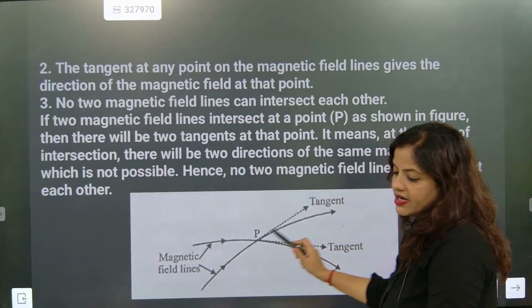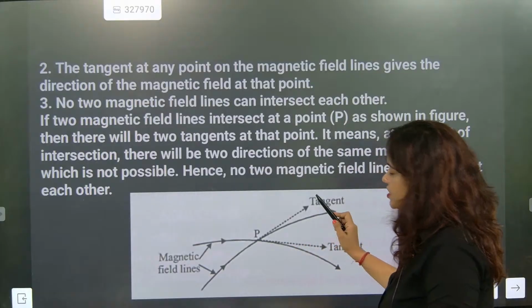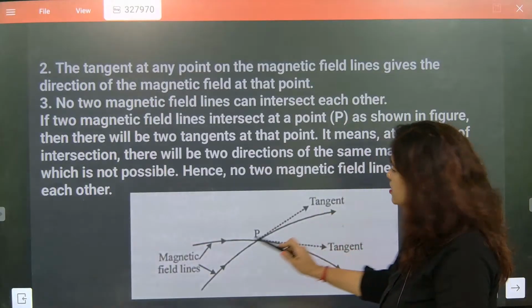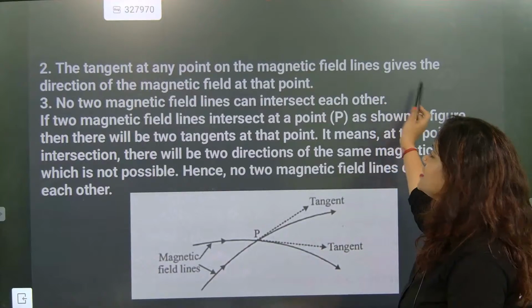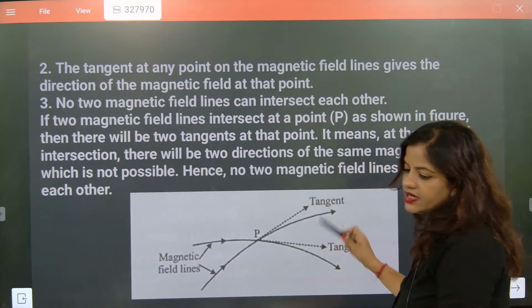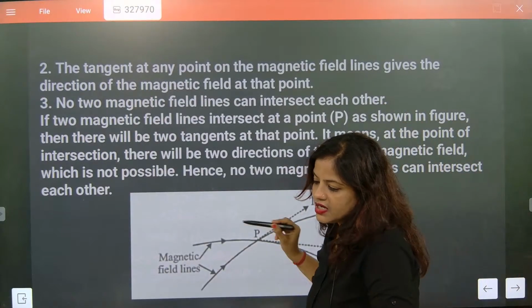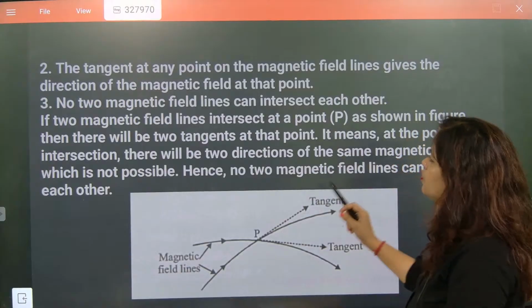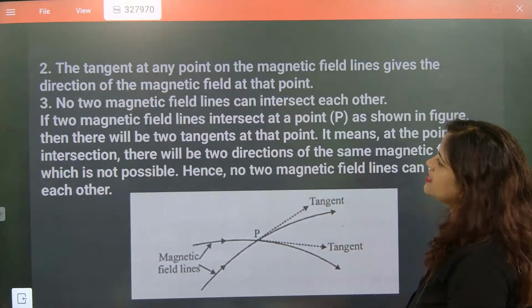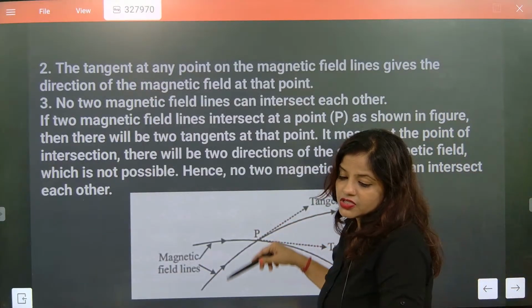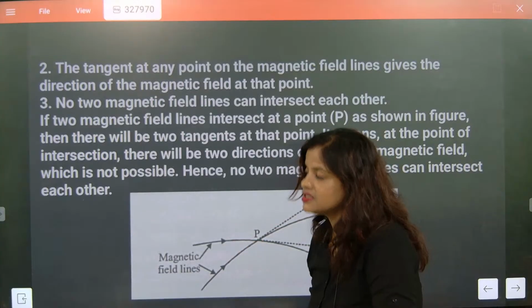So this is the magnetic field line and this is the tangent. The tangent at any point on the magnetic field lines gives the direction of magnetic field. It is giving the direction of magnetic field. So no two magnetic field lines can intersect each other. Now why can these two magnetic field lines not intersect each other?